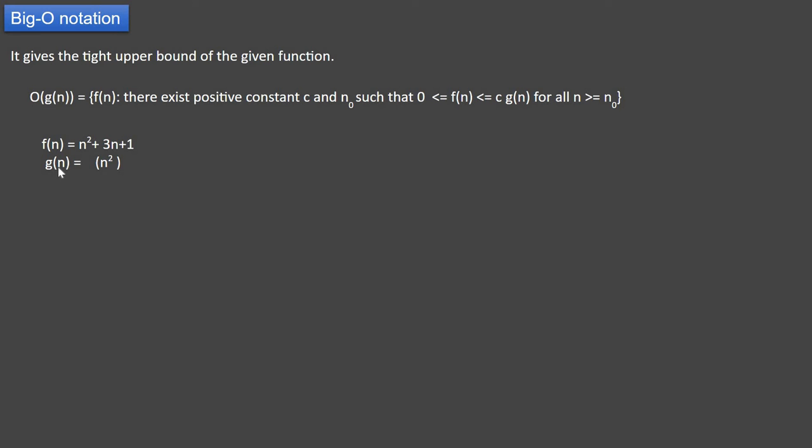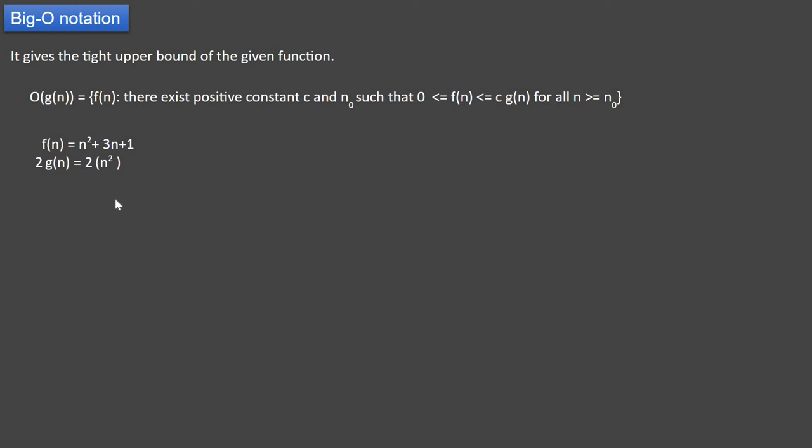So n square is used here in g(n), and there exists a positive constant c, so I must use a constant also. So I'm going to use 2. Why do I use 2? Because it should be a tight upper bound. Tight upper bound means it should be almost equal to these values, right? So if I see here there is 1 into n square and I just want a nearest value, so it would be 2, right? So I simply write 2 here, right? Because I just want the tight upper bound.